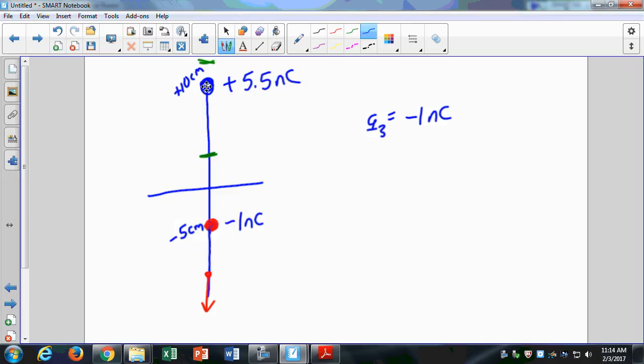What was the answer? It was A, right? Okay, yes. So, similar argument though. This force is really small because it's farther away from that.